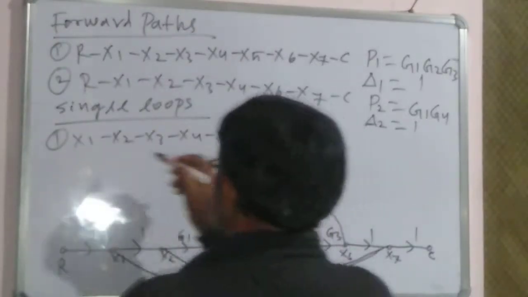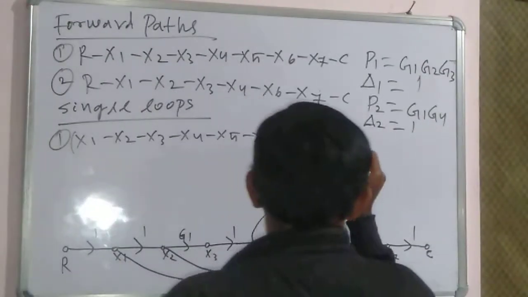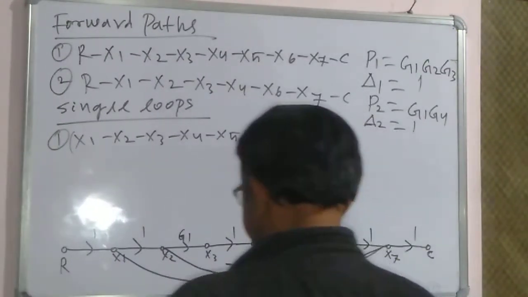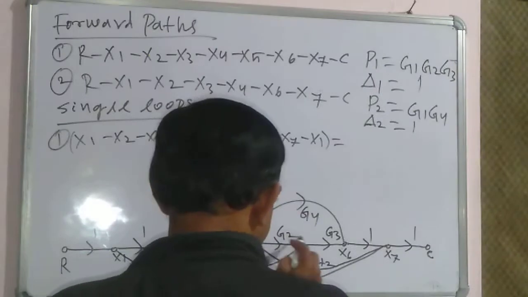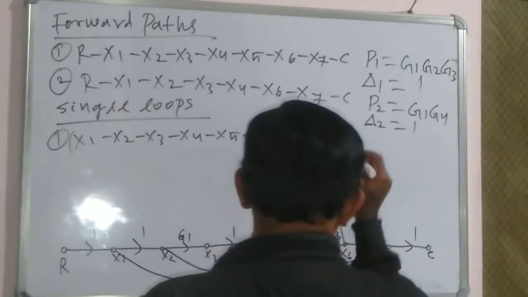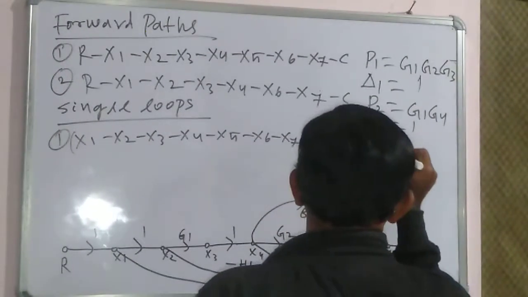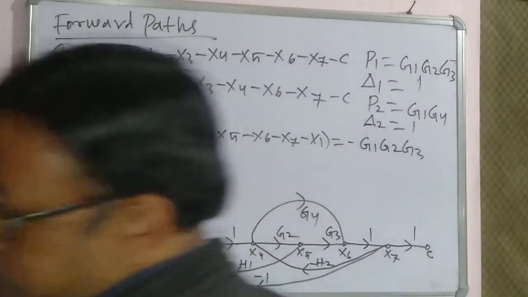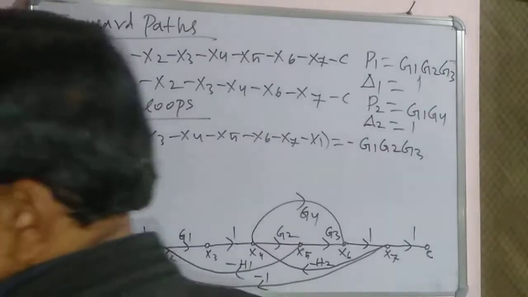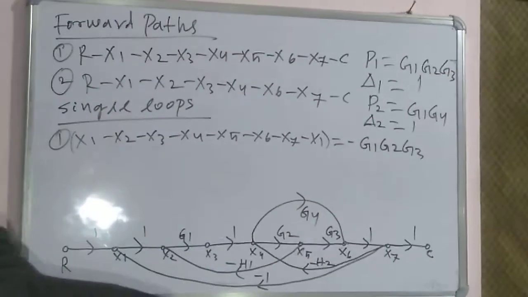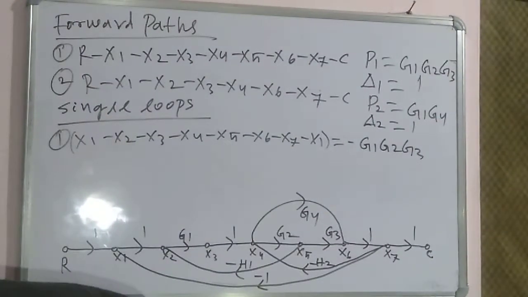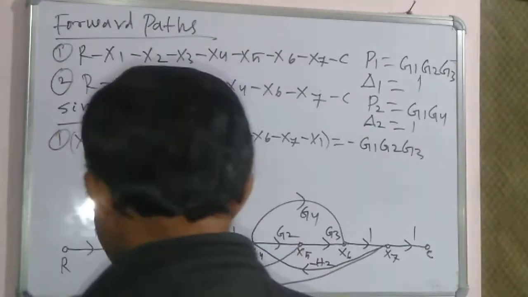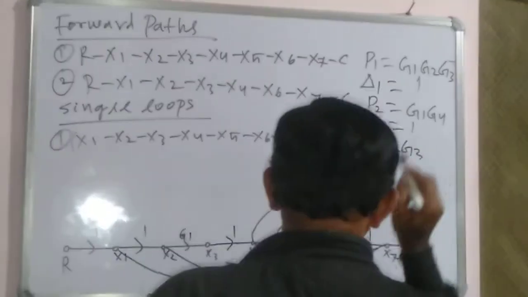So, what is the gain of this? The gain is G1, G2, G3 and minus 1. It means minus G1 G2 G3. Clear? Minus G1 G2 G3.